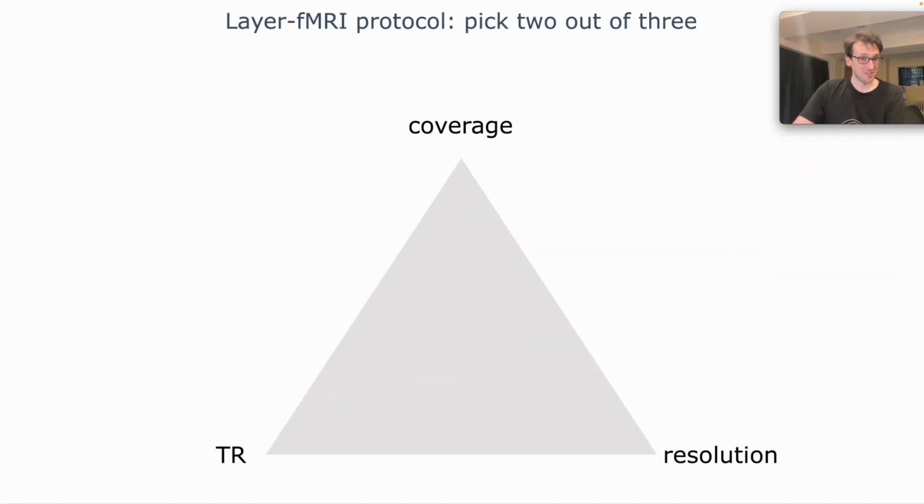So coming back to this triangle, we talked about resolution, and 0.8 is actually pushing it quite a bit compared to the standard of more than 3 millimeters. So this means that we do not really have a lot of leeway anymore with the other 2 parameters, the coverage and the TR. So let's talk about coverage next, which I think is really needed to have good coverage in layer-dependent fMRI.